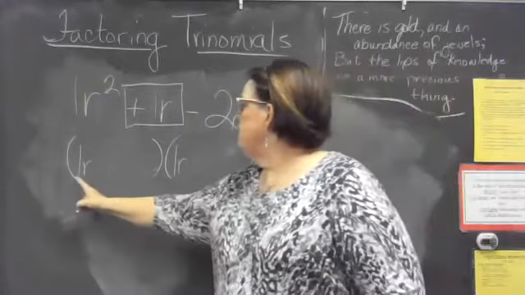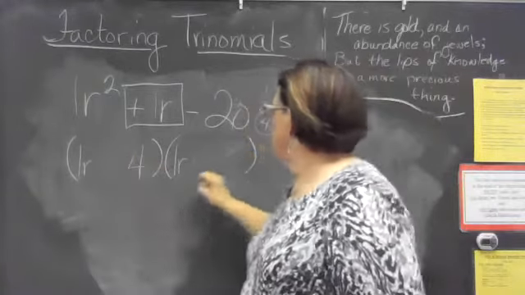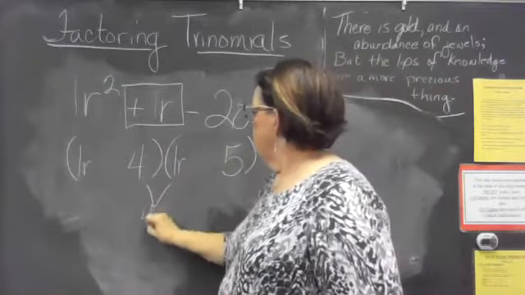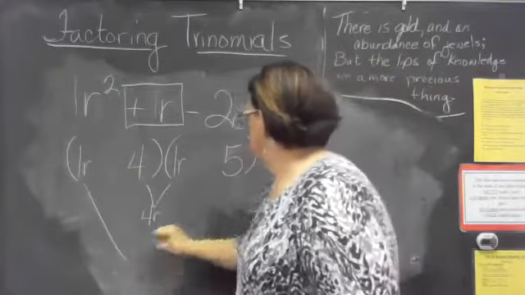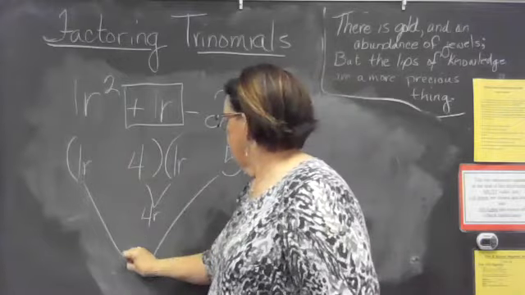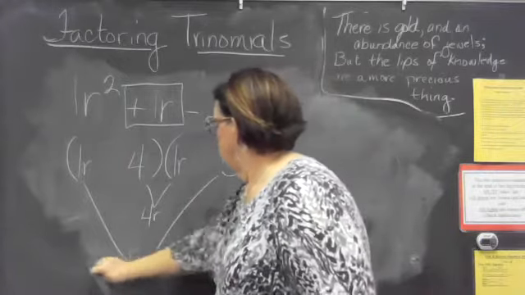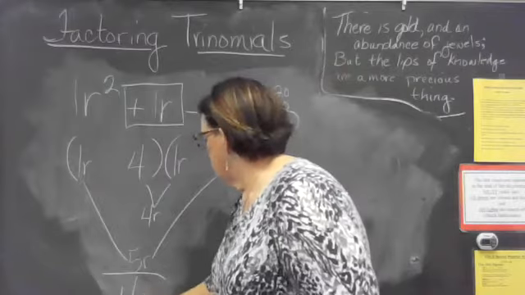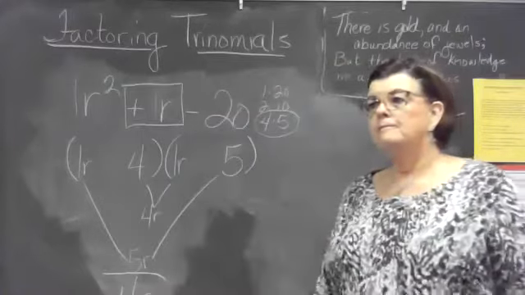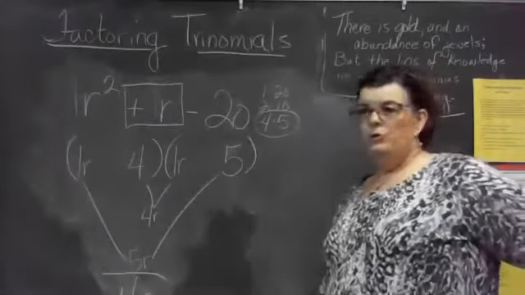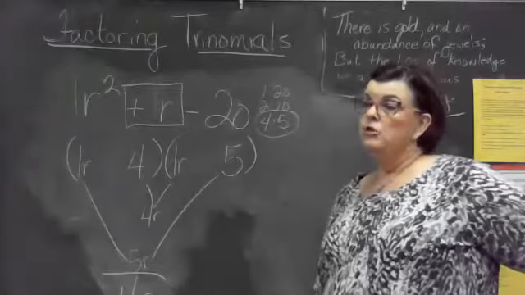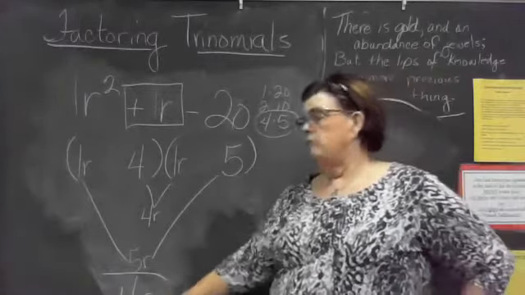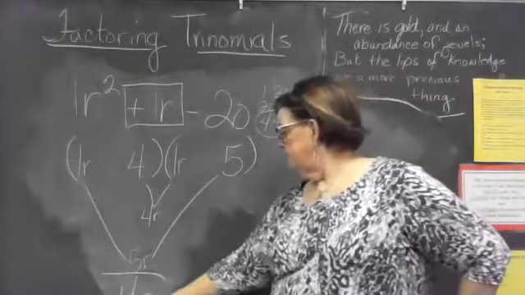Since the fronts are the same, it doesn't matter where I put these numbers. Check it, and we have 4 R's and 5 R's. I need a positive 1 R. You just minus. But which one? Yes, I'm going to minus it, but which one? I need a positive 1. 4.